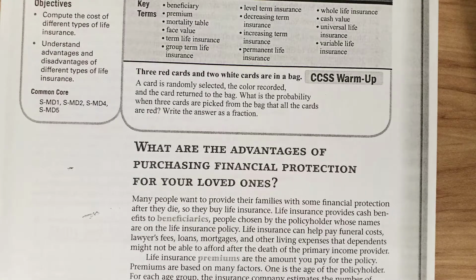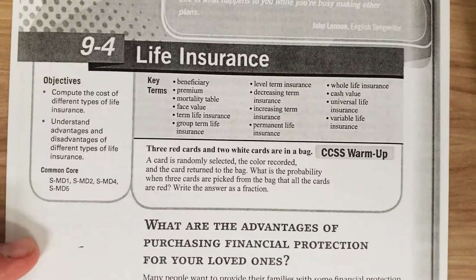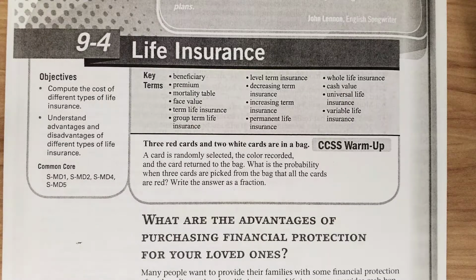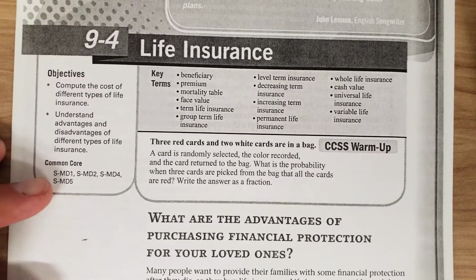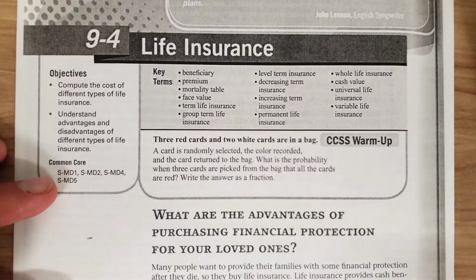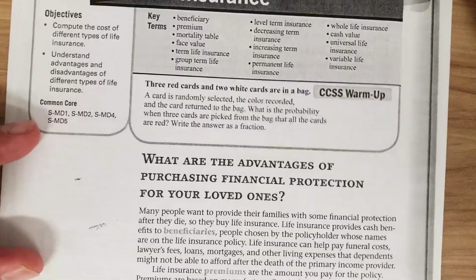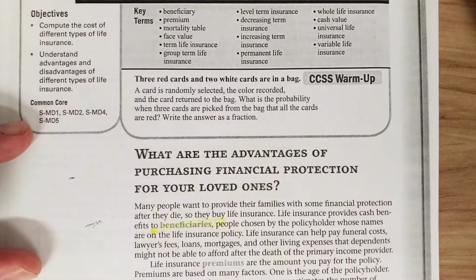All right, in this lesson, we're going to talk about life insurance. Many people want to provide their families with protection after they die, so they buy life insurance. If something happens to them, it provides cash benefits to whoever they name, who are called the beneficiaries.